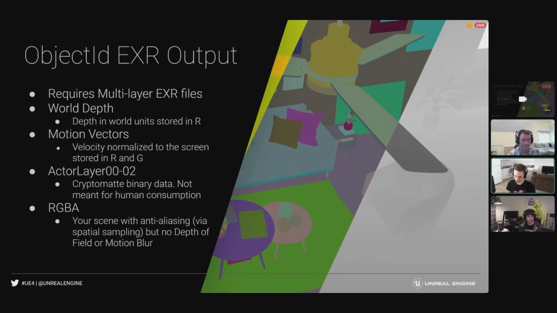You'll see actor layer 00, 01, and 02. These are the CryptoMat binary data. You can look at them, but they're not meant for human consumption. You just use the CryptoMat plugin, and that'll make sense of them. And then finally, you'll have your base RGBA, which is going to have your scene with anti-aliasing, but no depth of field or motion blur.